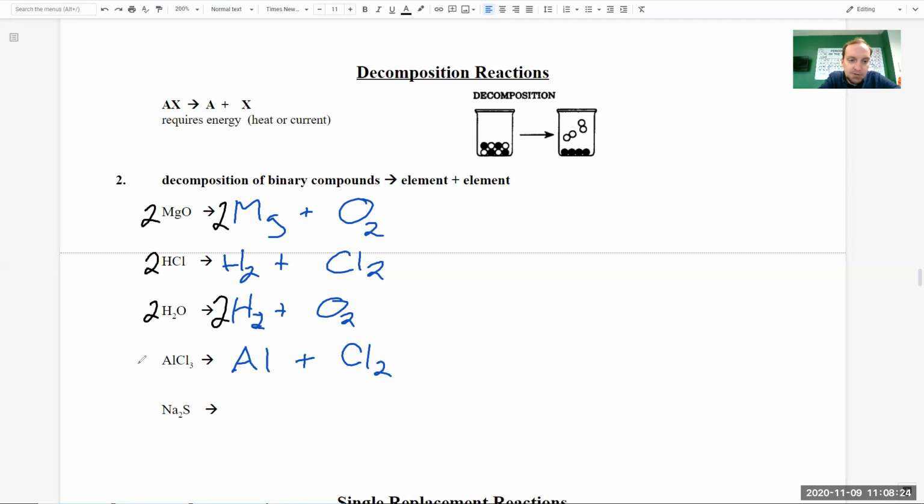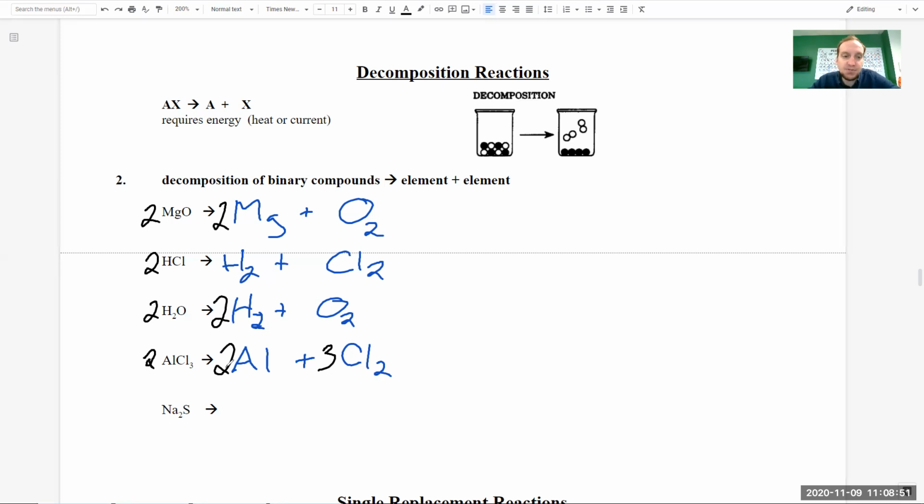The only thing we could do now to balance our chlorines, if I have 3, is I need to get that to be an even number of 6. If I need to get this to be a 6, I do that. So 2 times 3 gives me 6 chlorines. 3 times 2 also gives me 6 chlorines. So the chlorines are now balanced. All I need to do is balance my aluminums, and there we go. That is the correct decomposition of aluminum chloride to aluminum and chlorine.